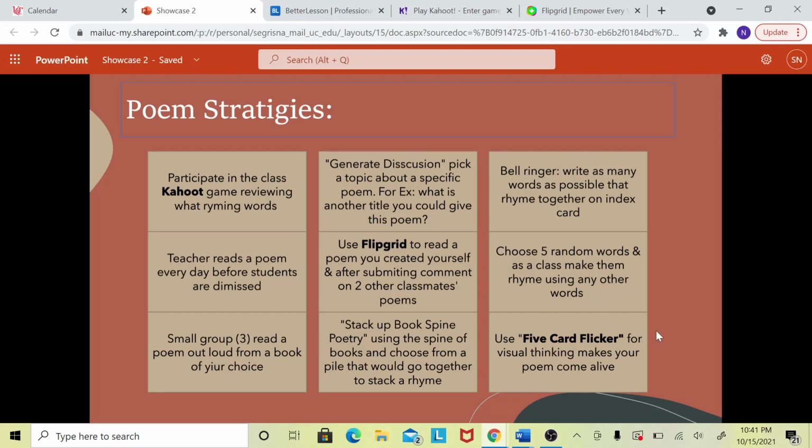And then down here is use 5 card flicker, and that is a visual website. If you don't know a word, or if you wanted to type in a sentence, it would come up with pictures and make the poem come alive for the students. It would be kind of fun for 3rd graders and 4th graders to see. And that's all for the little activities you can pick within the big lesson plan that you want for them.